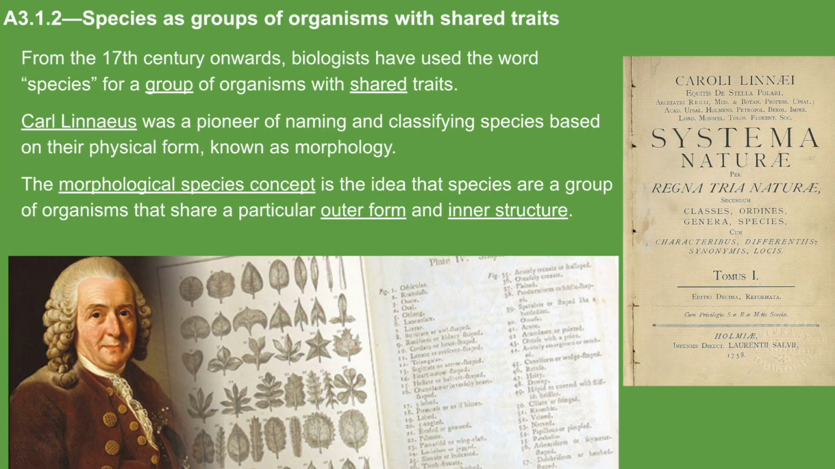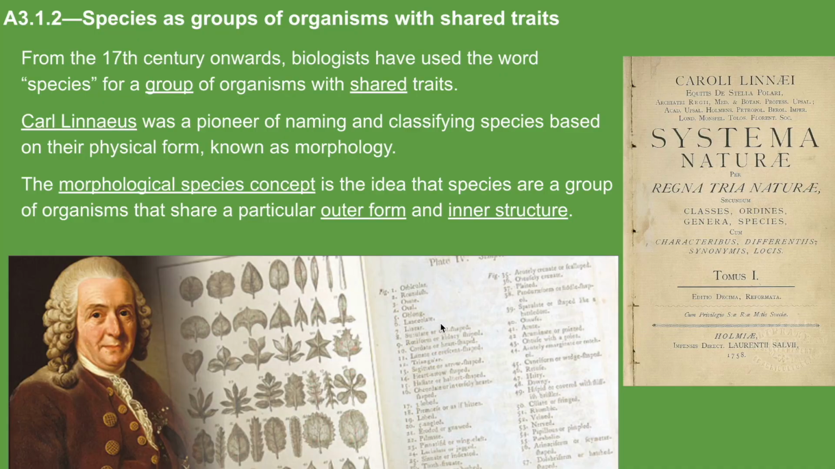From the 17th century onward, biologists have used this word species for a group of organisms with shared traits. Like here's a whole bunch of frogs that are green with red eyes. They live in this kind of same environment. Let's call that a species. They're all similar. And so Linnaeus spent his life's work classifying organisms, and he did actually an amazing job.